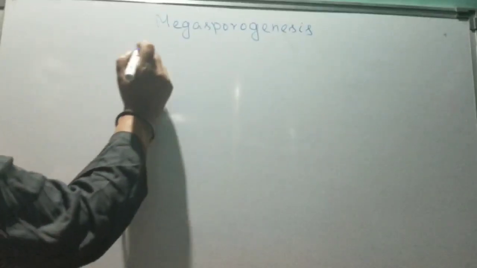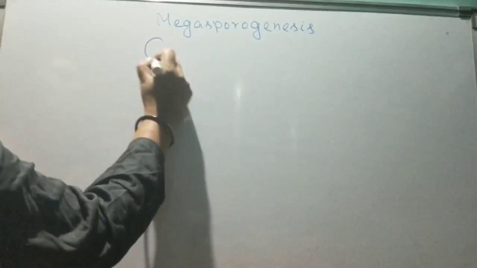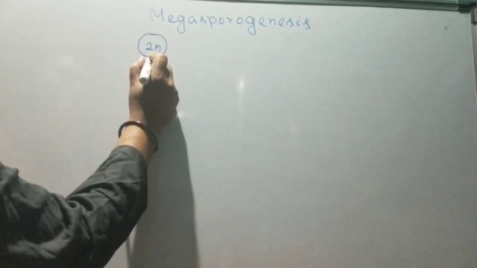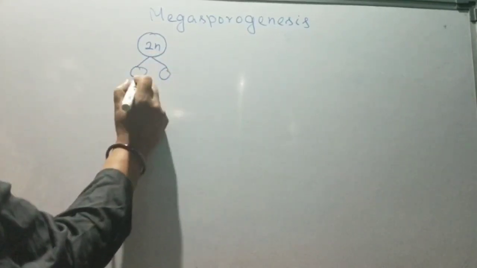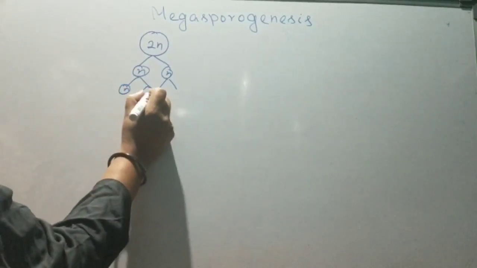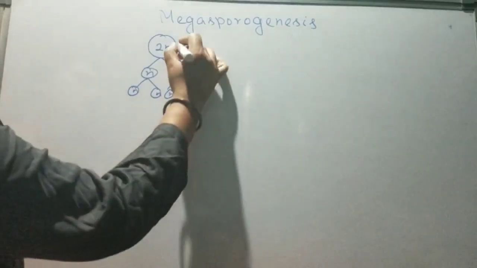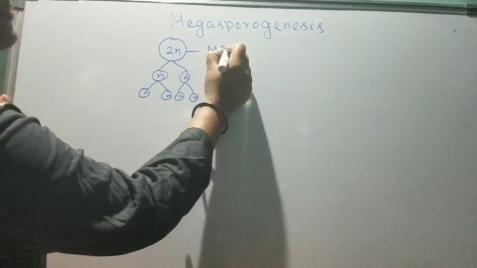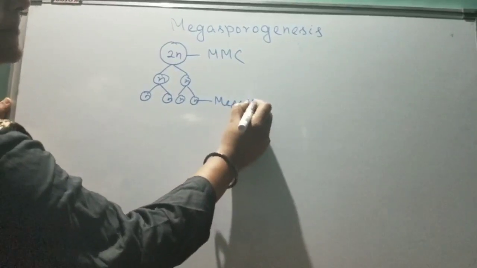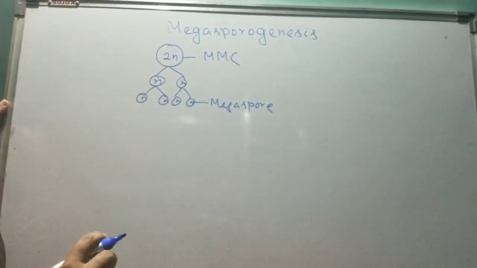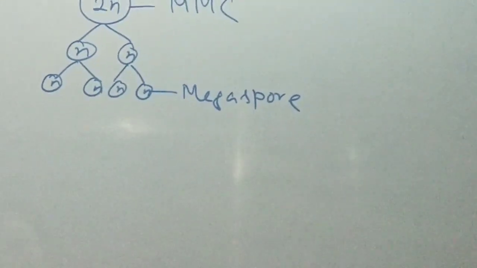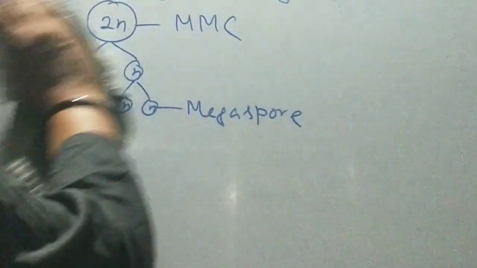What is megasporogenesis? We have a megaspore mother cell having chromosome number 2n. By meiosis it produces haploid megaspores. So this is the megaspore mother cell, and this is called the megaspore. This part is called megasporogenesis. Now we will see how the development of the ovule takes place and how megasporogenesis takes place.